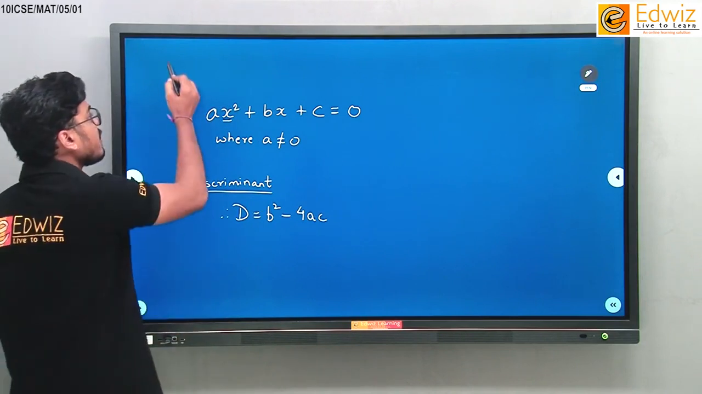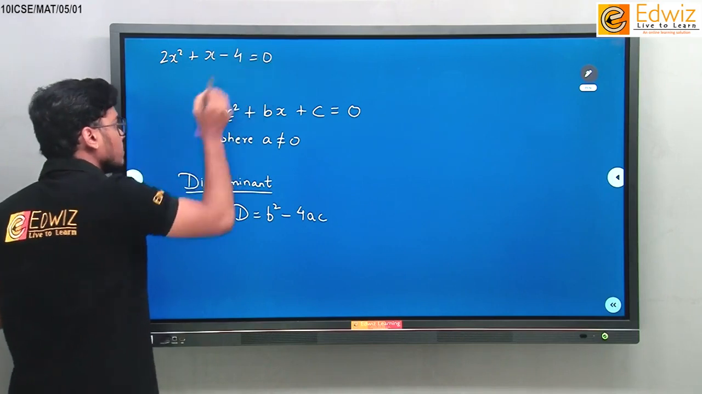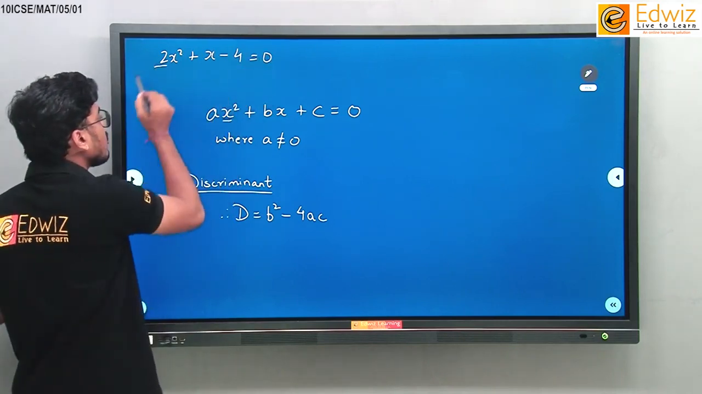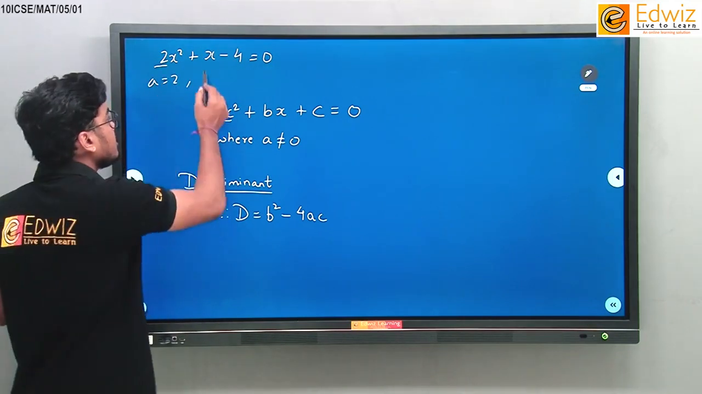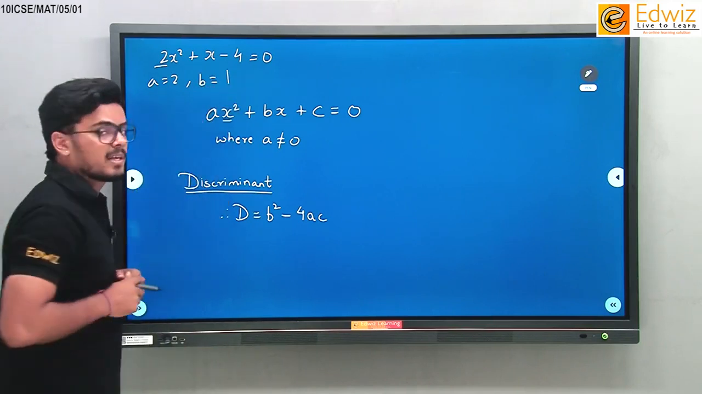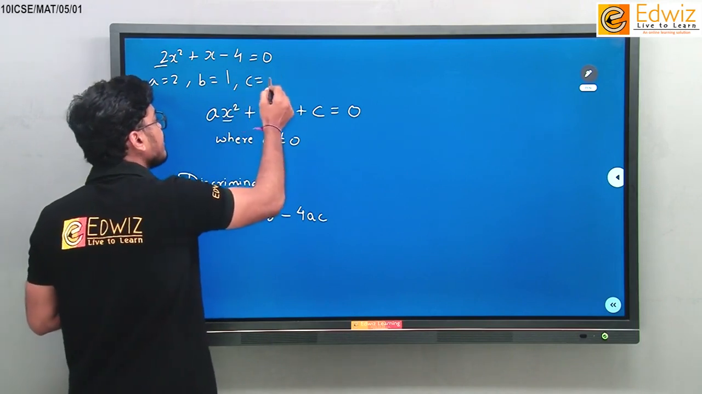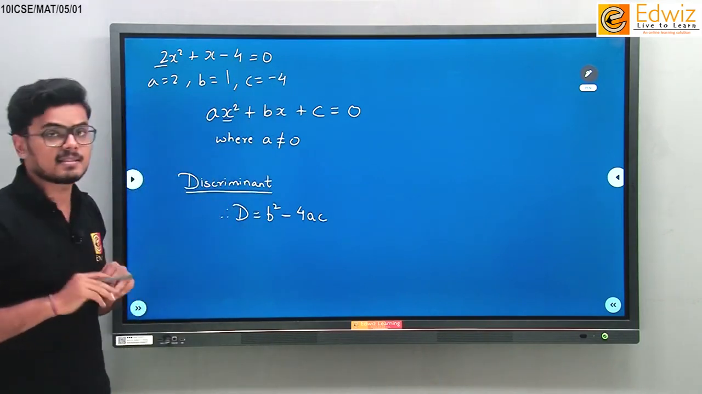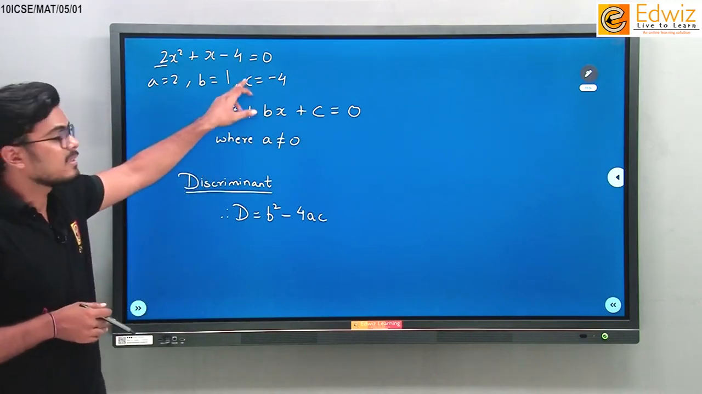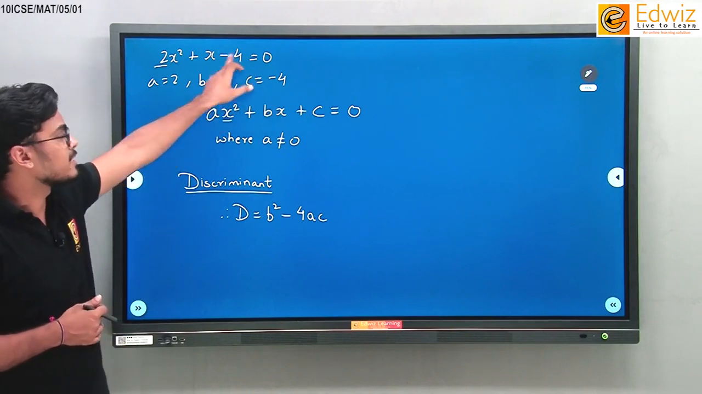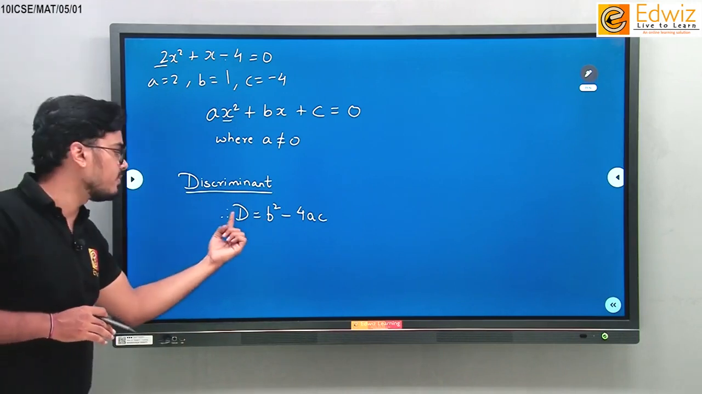So for example, I have a quadratic equation 2x square plus x minus 4 equal to 0. Here a is the coefficient of x square, that is 2, b is the coefficient of x, that is 1, c is the constant term here, that is minus 4. Remember, you have to consider it along with its sign, because in the standard form they are all positive. So the value of c I need to write will be minus 4 along with the sign. So put a, b, c here and you will get the value of the discriminant.